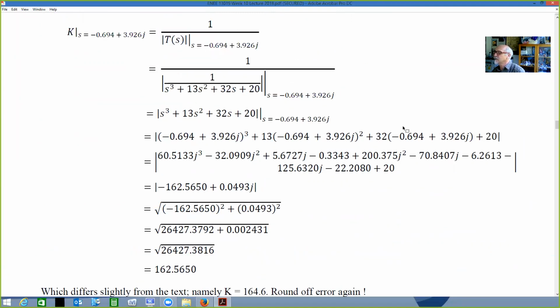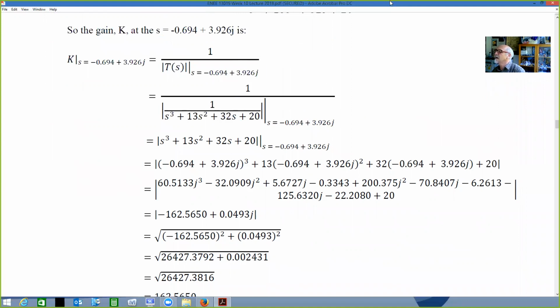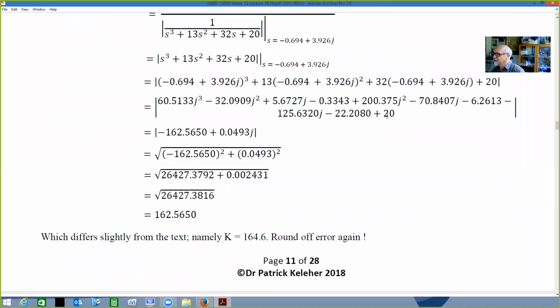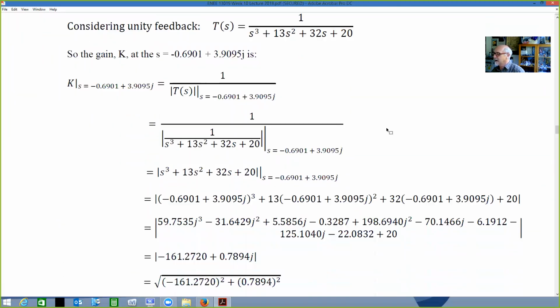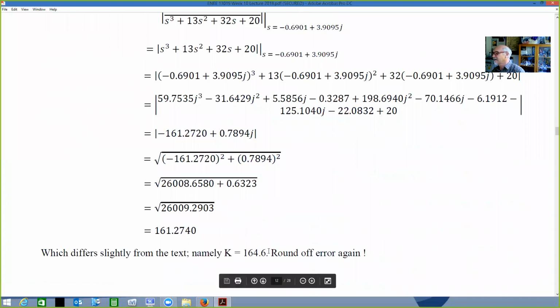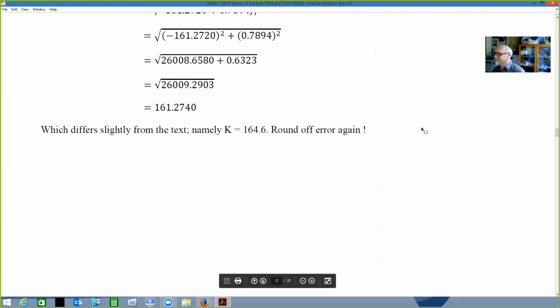The technique is what's important. Following the process is what's important. And that's why being consistent and carrying through those number of decimal points, that should work. So again, if I use my numbers, you'll find that I end up with 161. So again, it's just a slight round-off error.